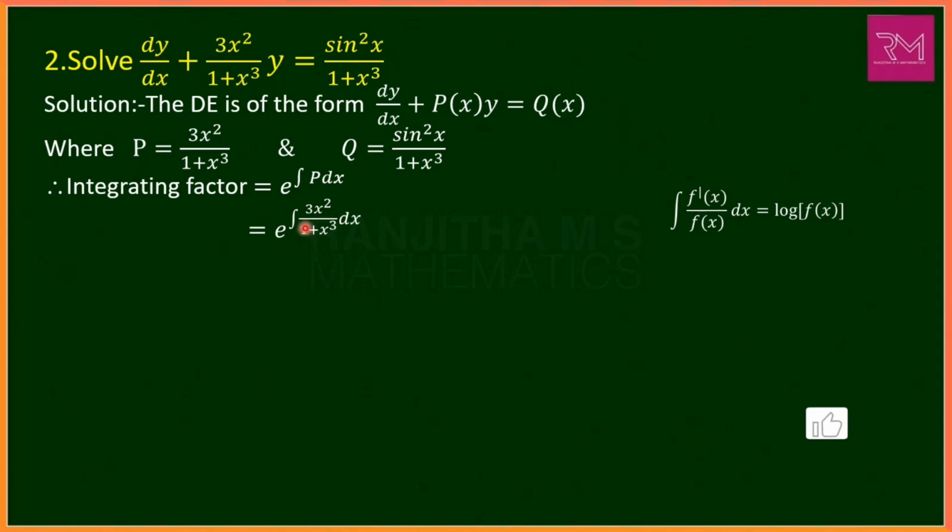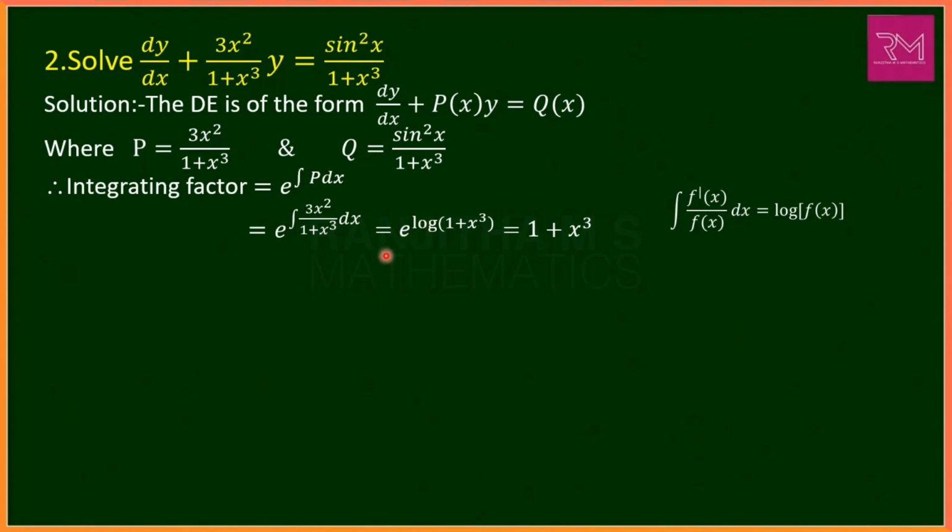In the same way, here the function is 1 plus x cube. Here we know that differentiation of 1 plus x cube is nothing but, here 1 is a constant, so its differentiation is 0, and differentiation of x cube is 3x square, which is present in the numerator. Hence this is of the form integral of f dash of x by f of x into dx. So we can simply write it as exponential power of log of this function value, that is 1 plus x cube. So we get the exponential power of log of 1 plus x cube.